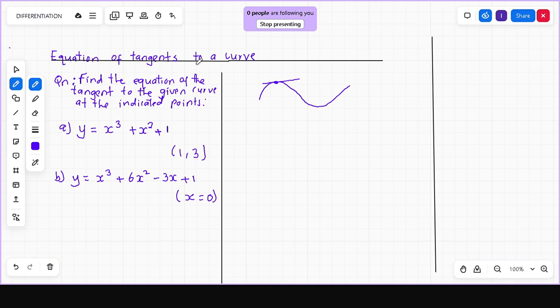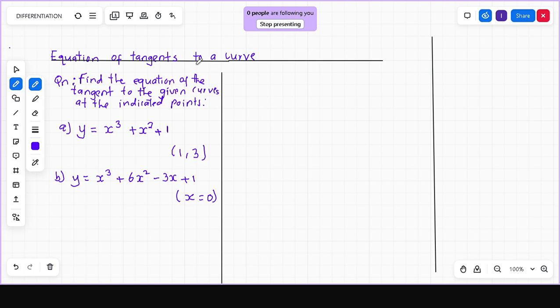Now, what you need to understand is that the gradient of the curve at a point is the same as the gradient of that given tangent. So the gradient of the curve at a point is the same as the gradient of that given tangent. Now let me start with the first question. Find the equation of the tangent to the given curve at the given point.